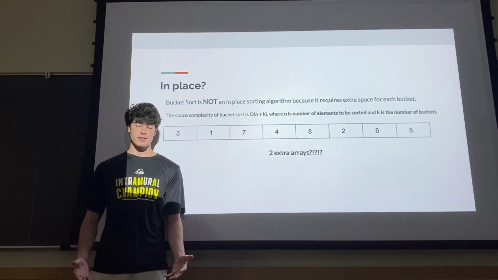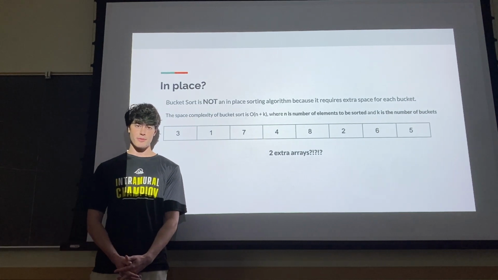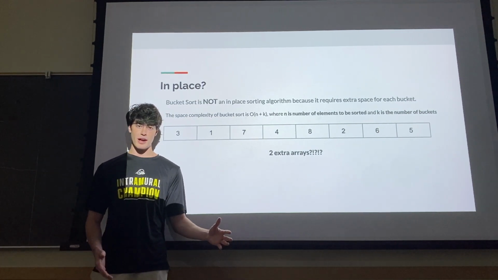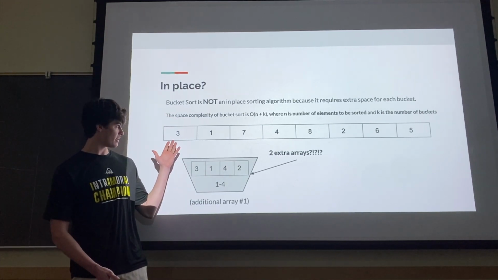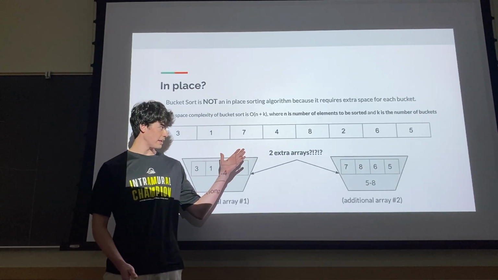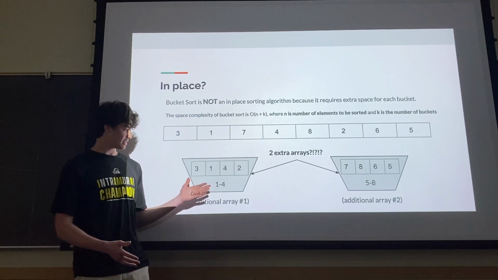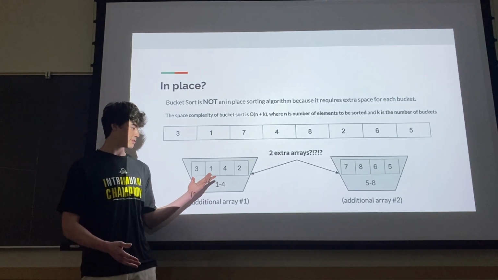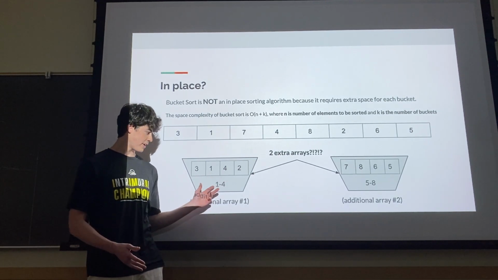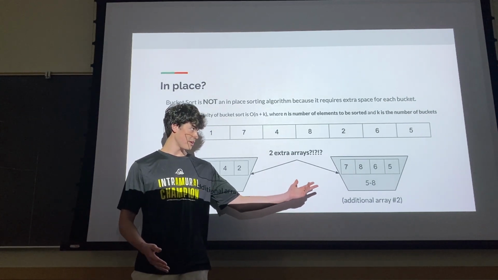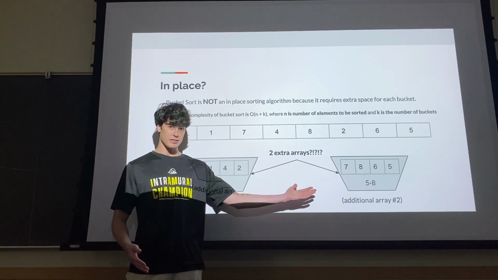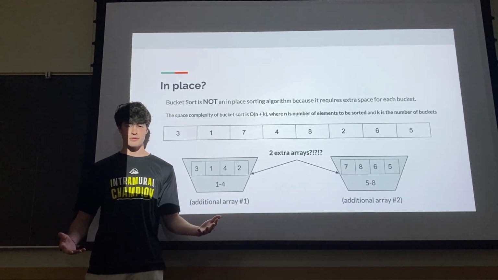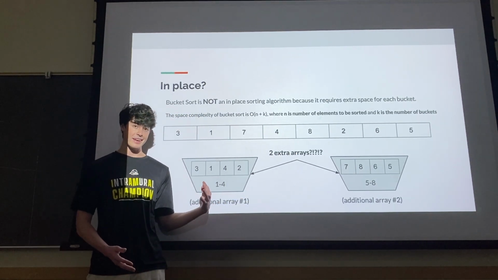So in place: bucket sort is actually not an in-place algorithm. This means that extra space is required during the sorting process. So for this array here, 3, 1, 7, 4, 8, 2, 6, 5, in this case we actually have 2 additional buckets, which are arrays, to sort the values 1 through 4 and 5 through 8. So half the values are placed in this bucket, half are placed into this bucket. Those 2 extra buckets require a lot of extra space, making this not an in-place algorithm.